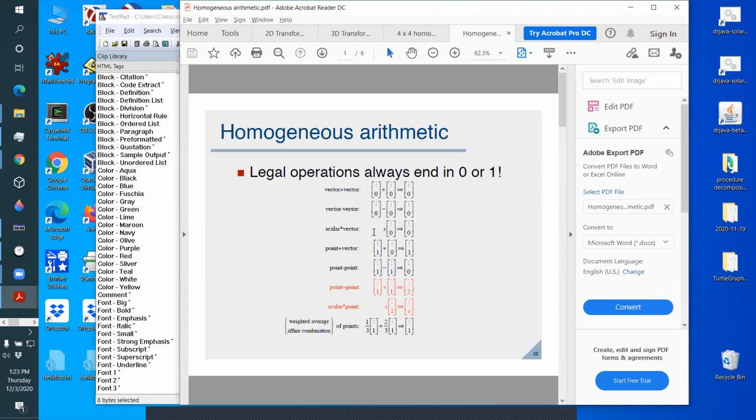And it allows for two kinds of homogeneous vectors: vectors, which have a 0 in the fourth slot, and points, which have a 1 in the fourth slot. Okay. So does that have anything to do with the fact that vectors have a direction and points don't? Is there some relation there?